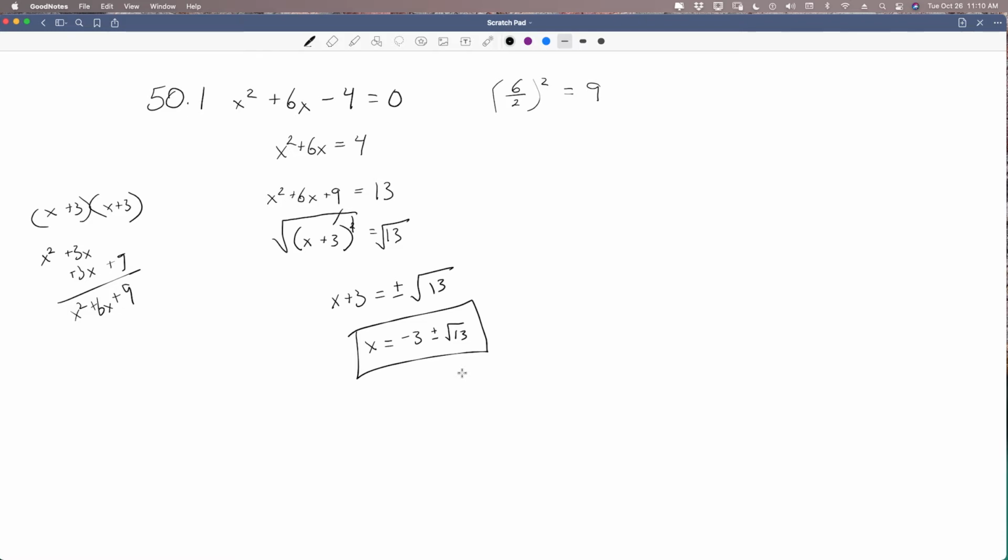All right, you see how easy those are? It's just about remembering the steps. You have to turn it into a perfect square on this side by adding whatever number you need to add, but you do have to add it to this side as well because you got to keep the equation balanced. All right, let's do 50.2.